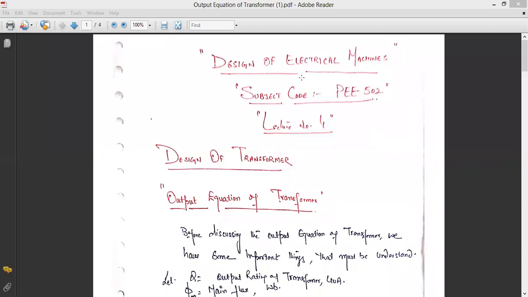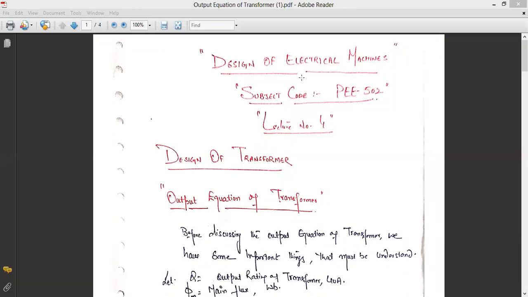For designing a particular machine, whether it is a transformer, a generator, or a motor, you have to know the output equation, and under this output equation we can calculate its main dimensions. What the main dimensions are, I will discuss in my next lecture. Now with this we start with the output equation of a transformer.